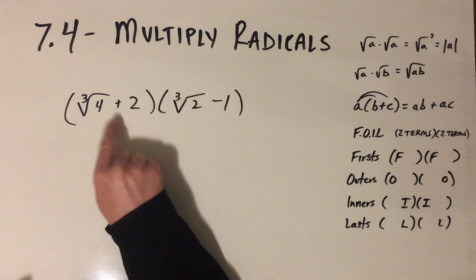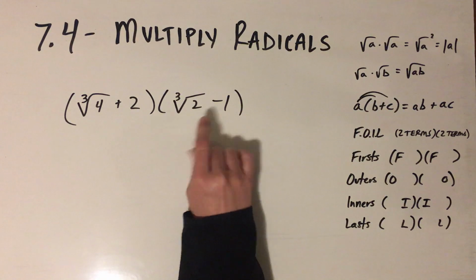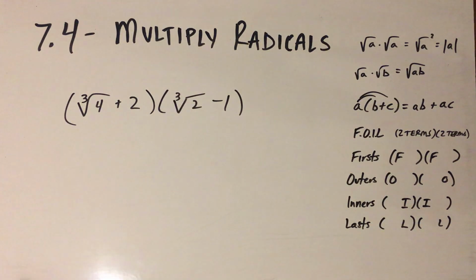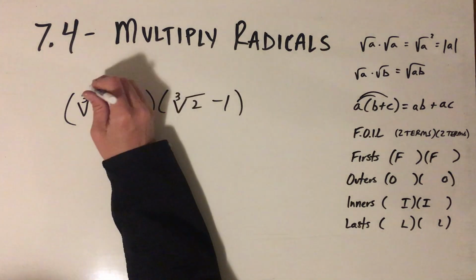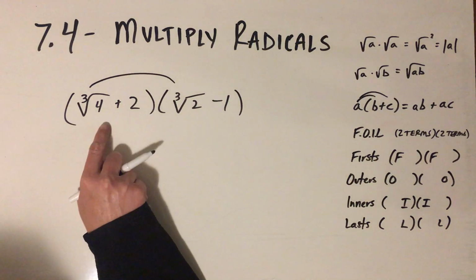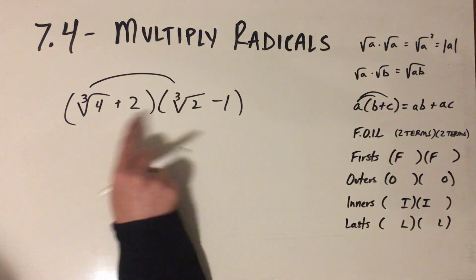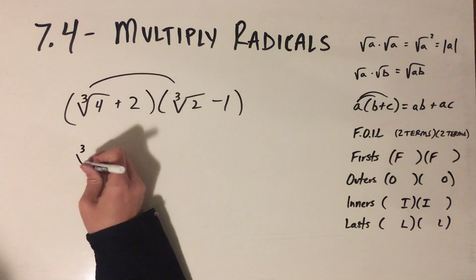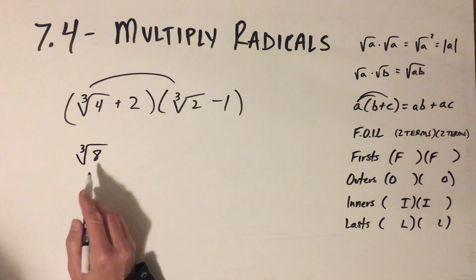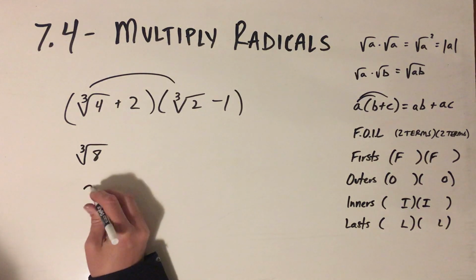Again, I have 2 terms because they're separated by addition and subtraction. So I'm going to FOIL these. The first times the first is the cubed root of 4 times the cubed root of 2. 4 times 2 is 8, so we have the cubed root of 8. Well, the cubed root of 8 is just 2.